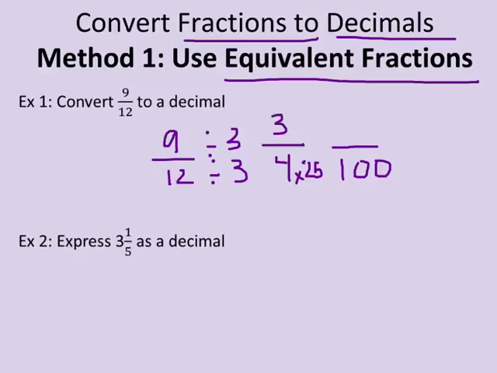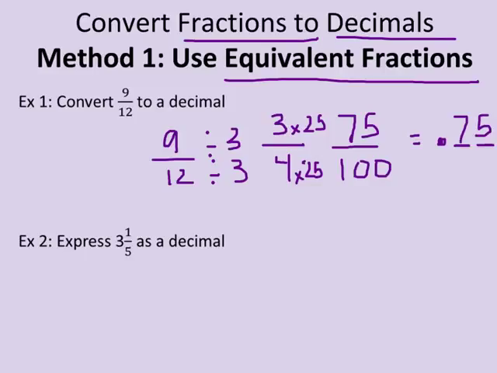So whatever I do to the bottom, I have to do up at the top. Well, 3 times 25 is 75, and now I have 75 hundredths. Well, I know how to write 75 hundredths. Using place value, I know behind the decimal I have tenths and then hundredths. So if I just fill those in, 75 hundredths, my decimal is 0.75.